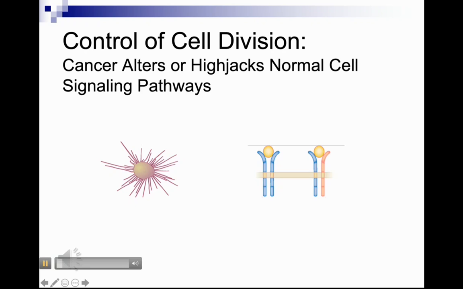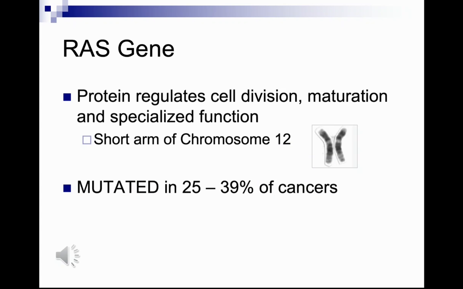Control of cell division. Cancer alters or hijacks normal cell signaling pathways so that the cell is signaled to divide and divide and divide. Uncontrolled cell division. This was mentioned before, but there's a gene called the RAS gene. It's a protein that regulates cell division, maturation, and specialized function. It's mutated in 25 to 39% of cancers. When that gene mutates, you have uncontrolled cell division.